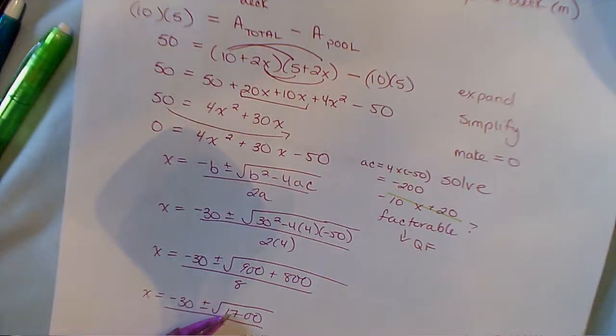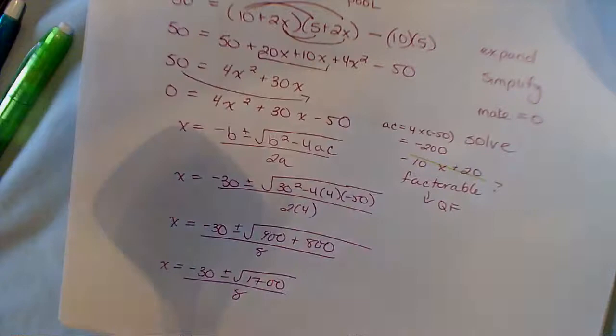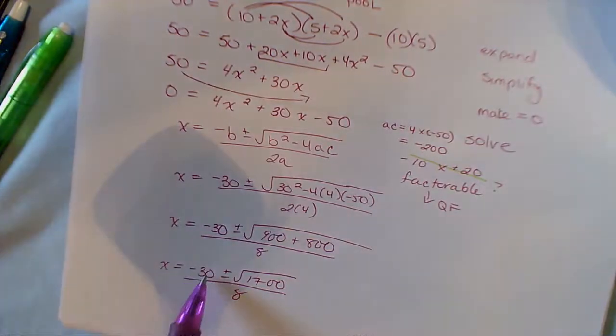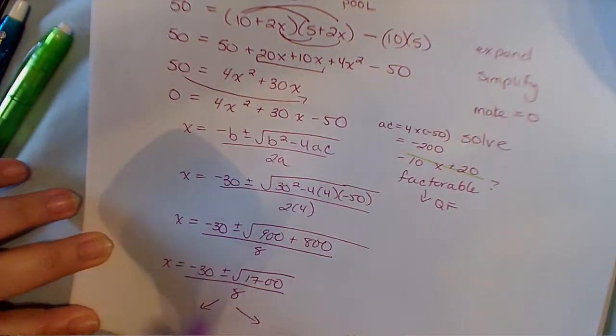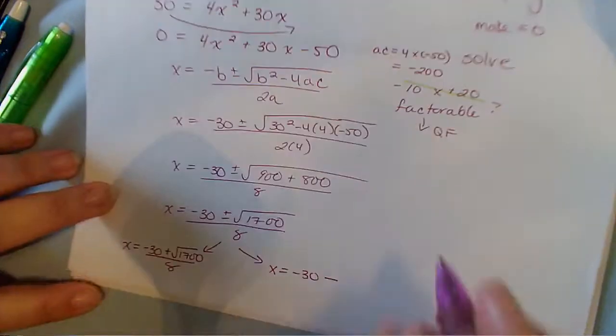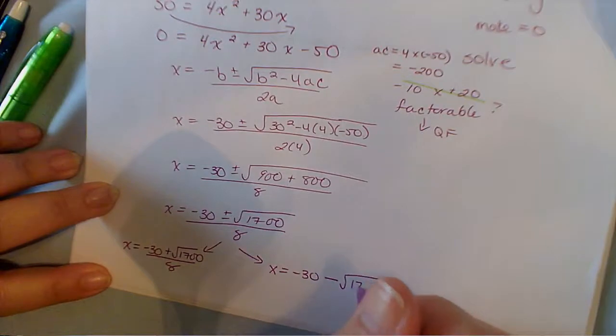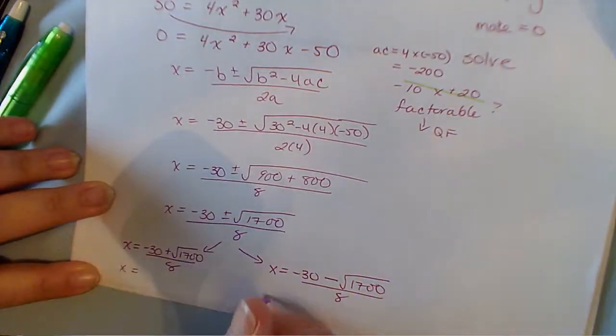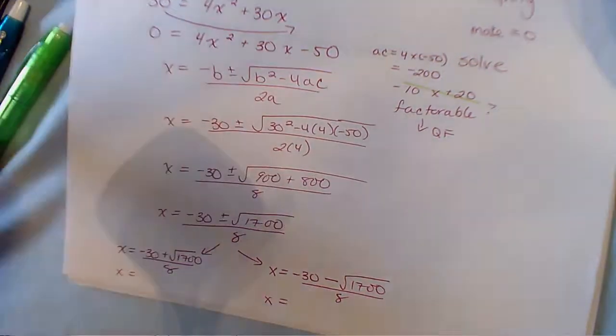So again, we have to figure out what the square root of 1700 is. Keep it as accurate as you can. So negative 30, going to do this in one step if you want. Negative 30 plus the square root of 1700 divided by 8. X equals negative 30 minus the square root of 1700 divided by 8. This is how we're going to get two answers out of this guy. Doesn't mean both answers are going to make sense.